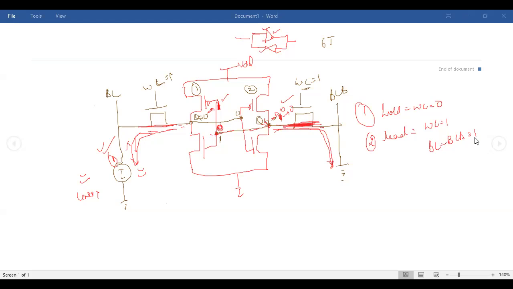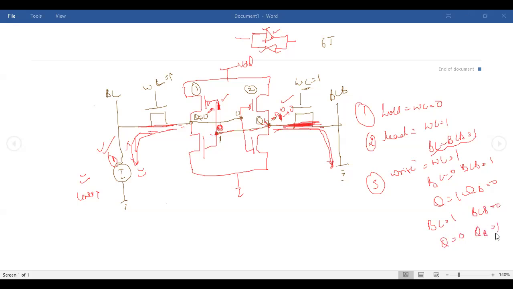depend on your present state of Q and QB, right? WL is supposed to be 1, but the value of BL and BLB: BL will be equal to 0 and BLB equal to 1 if your Q is equal to 1 and QB is equal to 0. And in this case, BL will be equal to 1 and BLB equal to 0 if your Q is primarily equal to 0 and QB is equal to 1. That is how your memory works with these values.